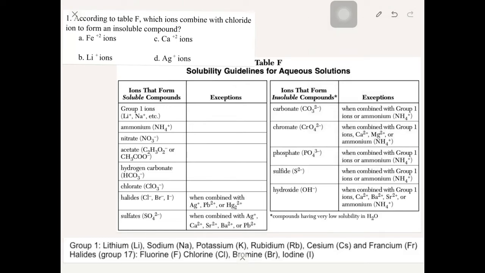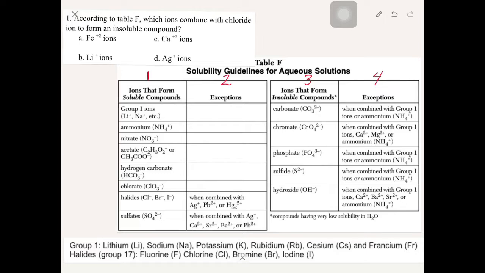So to make it a little bit easier to talk about these table F questions, I'm going to label the columns so that they're easy to refer back to. I'm going to call this one column 1, column 2, column 3, column 4. Okay, so let's take a look at question 1.